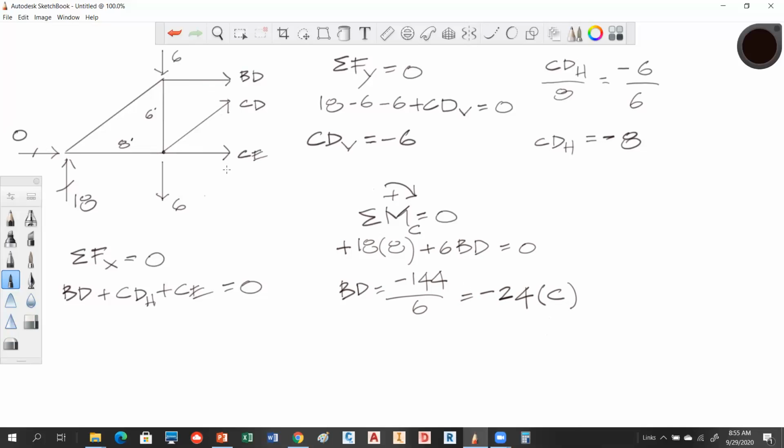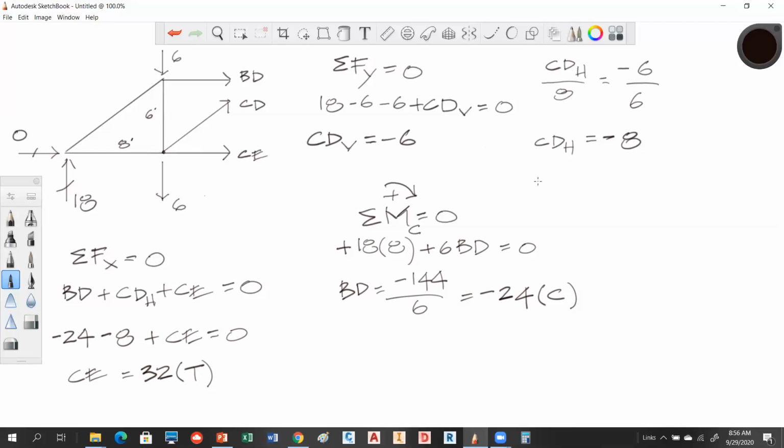So now you can solve CE, because in this equation, BD is negative 24, so we're going to just feed negative 24 in there, and CDH is negative 8. So we feed that in there with its sign. Can we solve this now? And 24 plus 8 gives us a negative 32, but it comes over what? As a positive 32. So that one actually is indeed what? Tension. That's a tension. So that's the only one that's been tension. The rest of them have been compression.